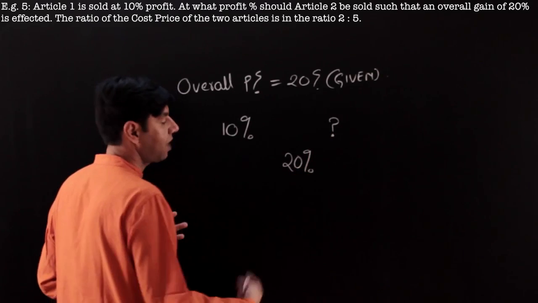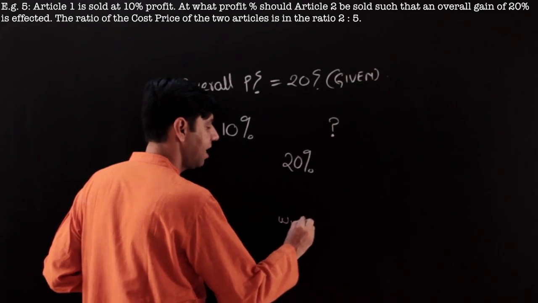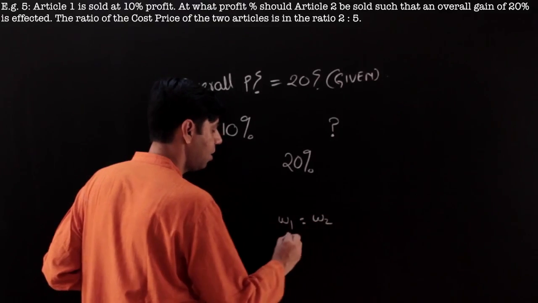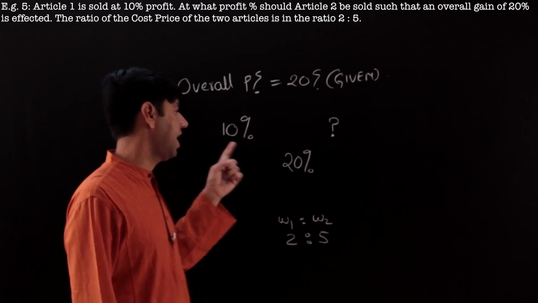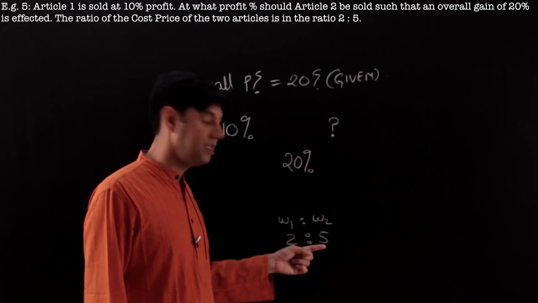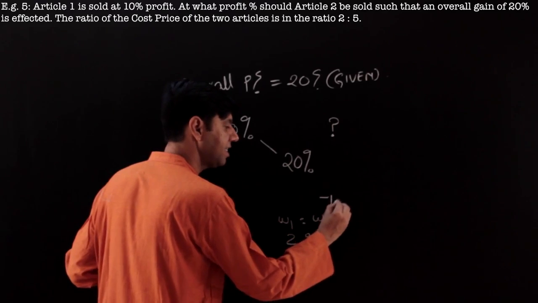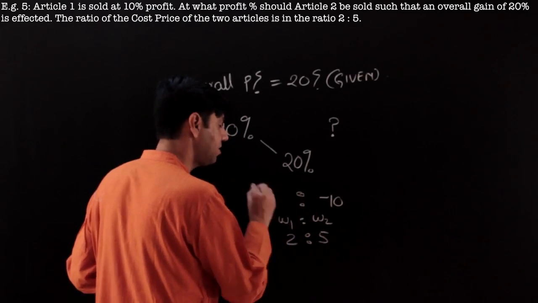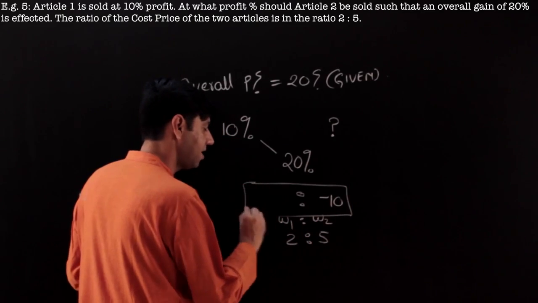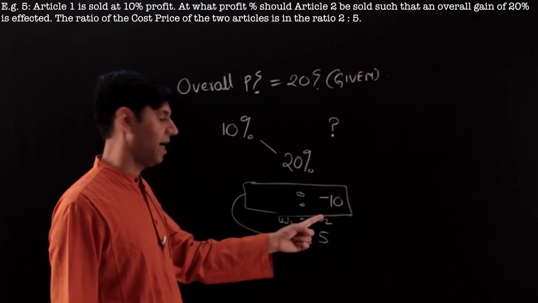So since this is not known, I do know something else. I know that the ratio of weights is nothing but 2:5. I've already said this: 10 minus 20 need not be this number. When we do 10 minus 20, I get a minus 10. It's not the same as 5, but the ratio of these two numbers, whatever is here, has to be the same as 2:5. So 10 minus 20 is minus 10.